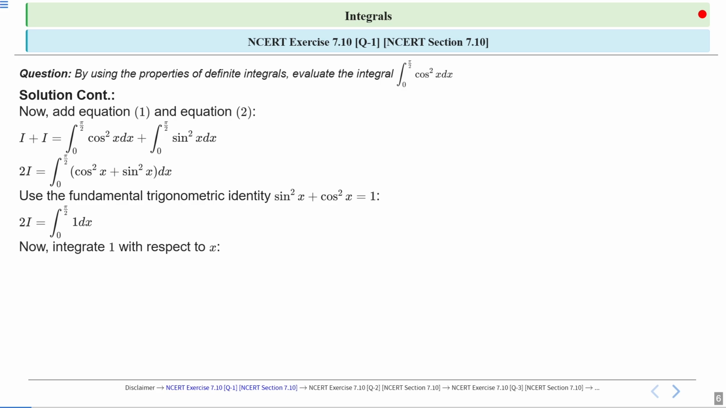So now we need to integrate 0 to pi by 2 of 1 dx. In the question, we had to integrate from 0 to pi by 2 cos square x dx. But using that property with the trigonometric identity, we convert our problem to just integrating 1 dx from 0 to pi by 2. That is the importance of our properties. Understand?